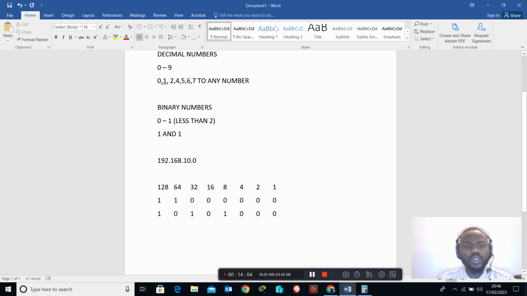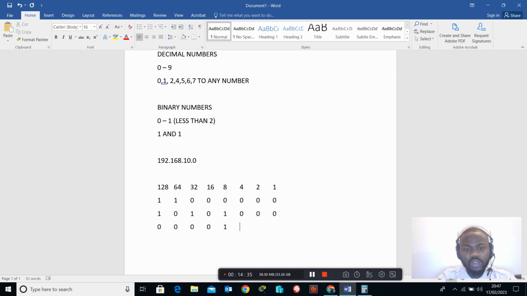Now, let's do 10. 10 is easy to do. To do 10 now, I'll say, because 128 is greater than 10, that's going to be 0, because I can't do that. 64 is greater than 10, that's going to be 0. 32 is greater than 10, that's going to be 0. 16 is greater than 10, that's going to be 0. 8 is not greater than 10, so I can take 8 out of 10, that's going to be 1, and I'll be left with 2.